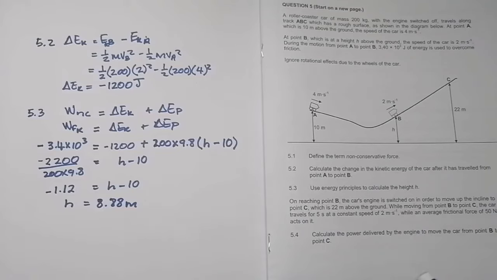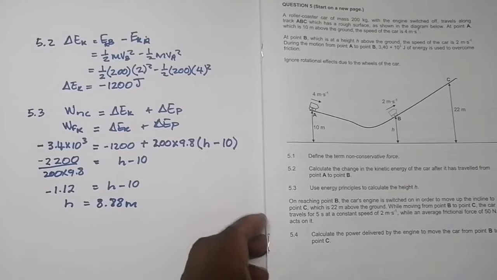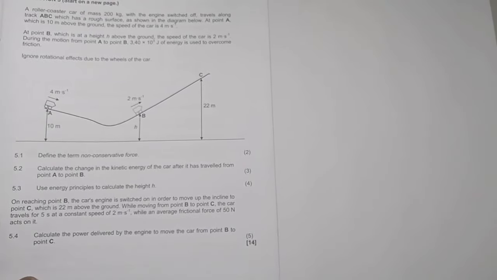There's no change in kinetic energy, while an average frictional force of 50 Newton acts on it. So they want to find out, they say calculate the power delivered by the engine to move the car from point B to C, right? Now, if you don't mind, I'm just going to move this so that I create some space for myself.